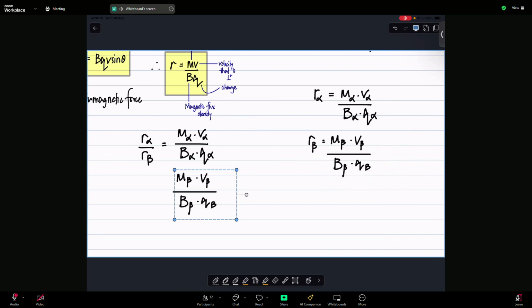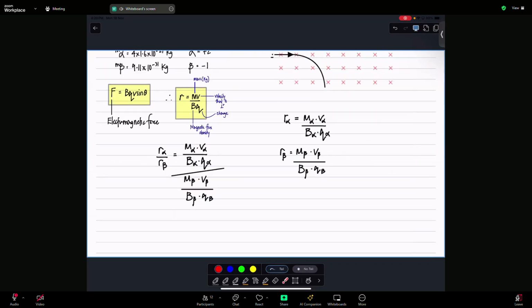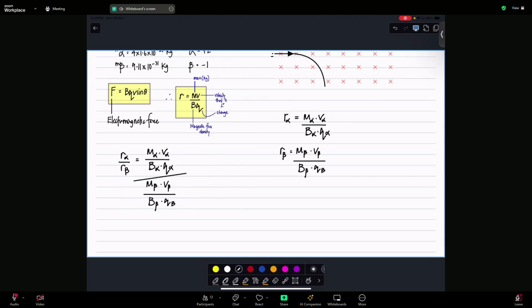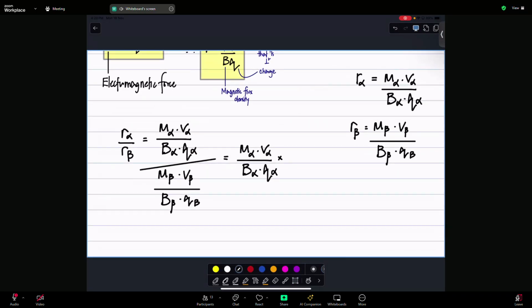Do you follow what I'm doing? I'm just dividing the two expressions that we have. Because this is 1 by something, it will flip over. And what do we have as a consequence of that? So you'll have this, into what will it be? Basically this will flip over. Right. Do you understand what I did here?